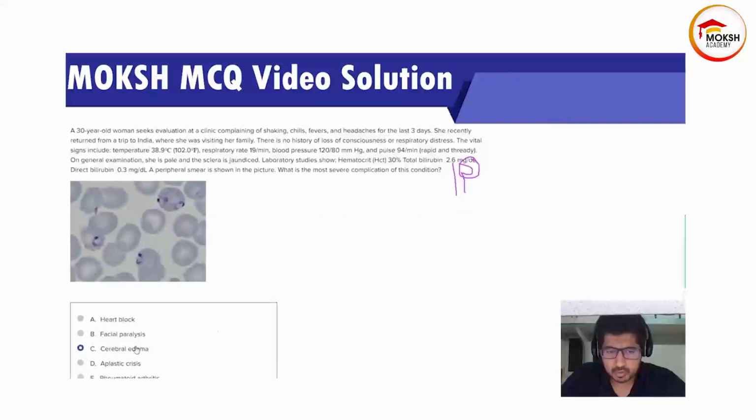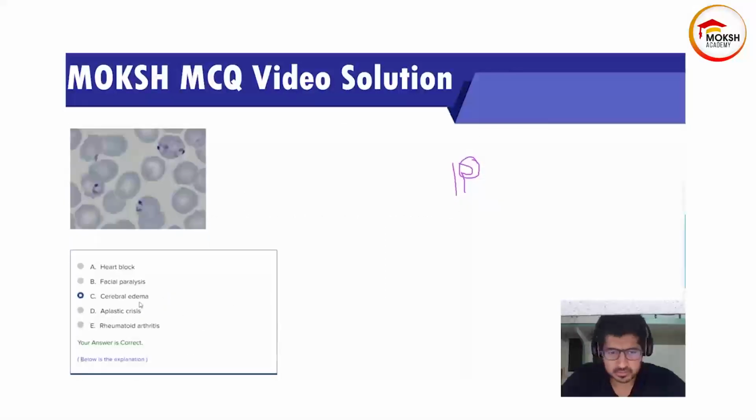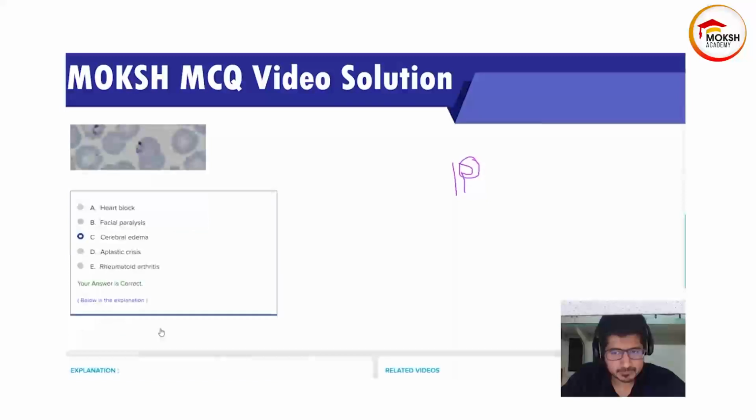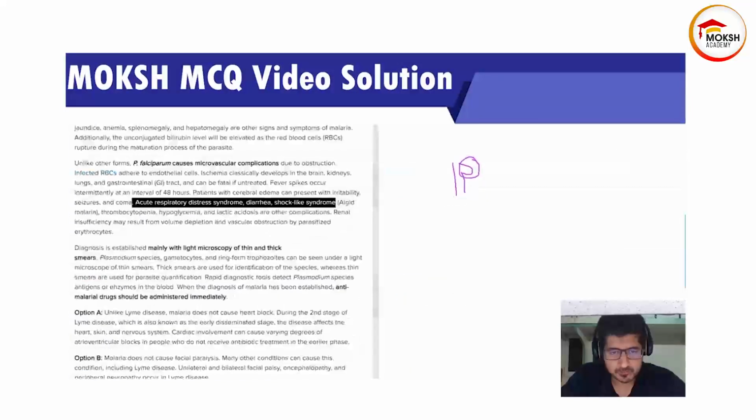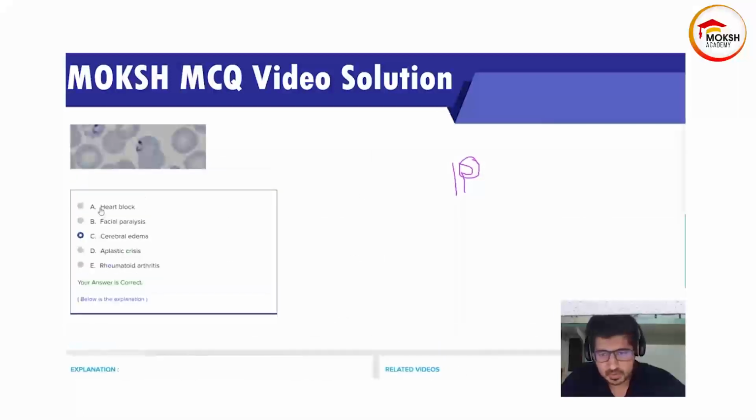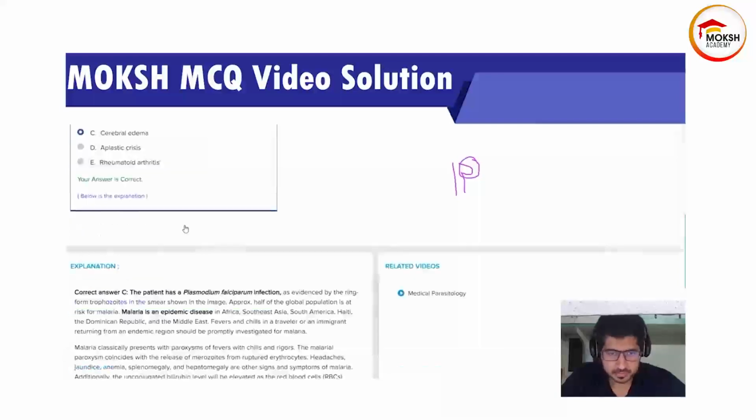So if I had to ask you to rule out the other options which could have confused you, maybe facial paralysis or heart block, these are usually common with which bacteria? Anyone wants to tell? Which disease? I'll rather rephrase it better for you. Yes, Lyme disease. All right, very good.